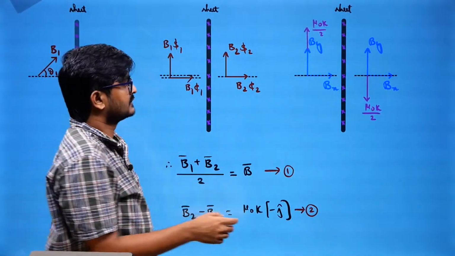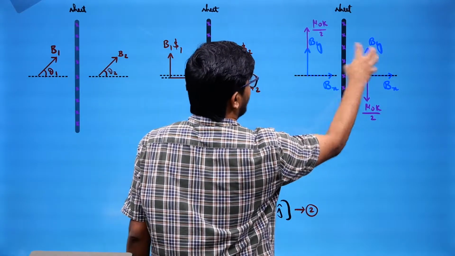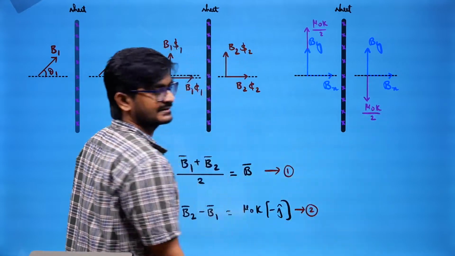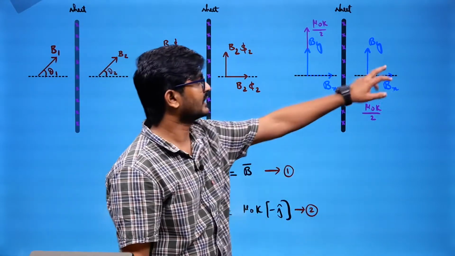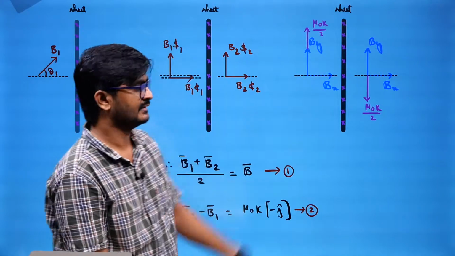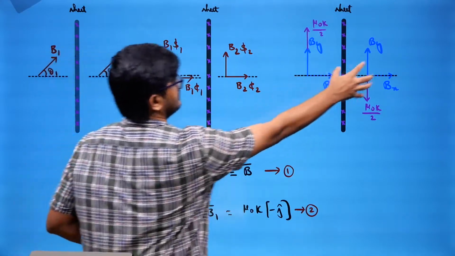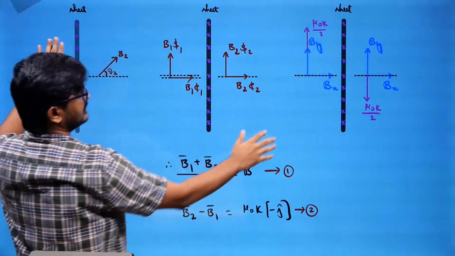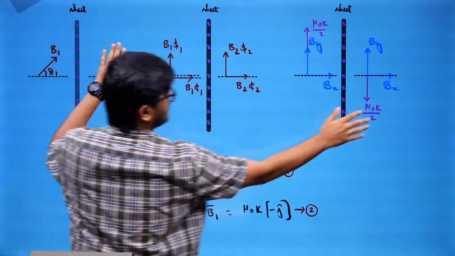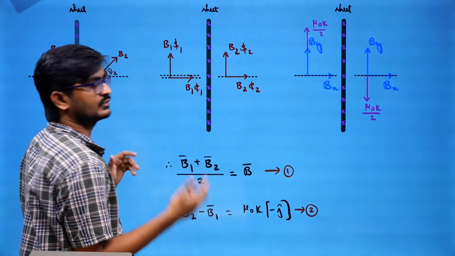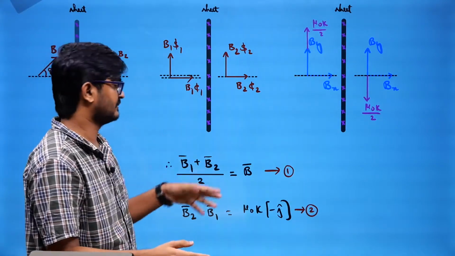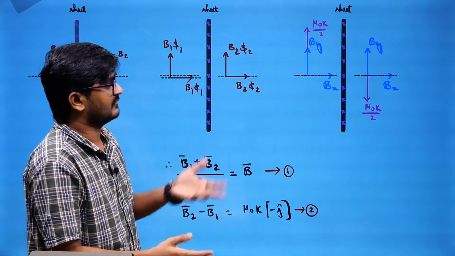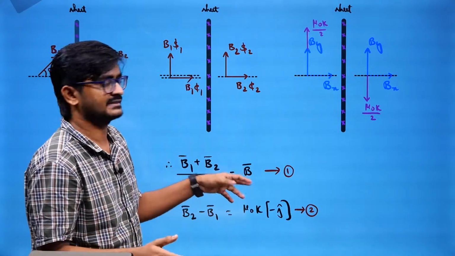So anyway, if I add these two, what will I be getting? Mu naught K by 2 and mu naught K by 2 will get cancelled. So basically I will be getting 2 times the external magnetic field. So B1 bar plus B2 bar, this entire thing, will give me 2 times the external magnetic field, or B1 bar plus B2 bar by 2 will give me one time the external magnetic field.